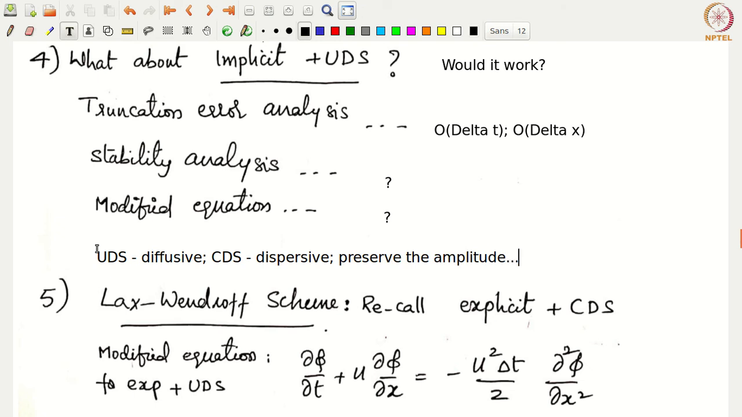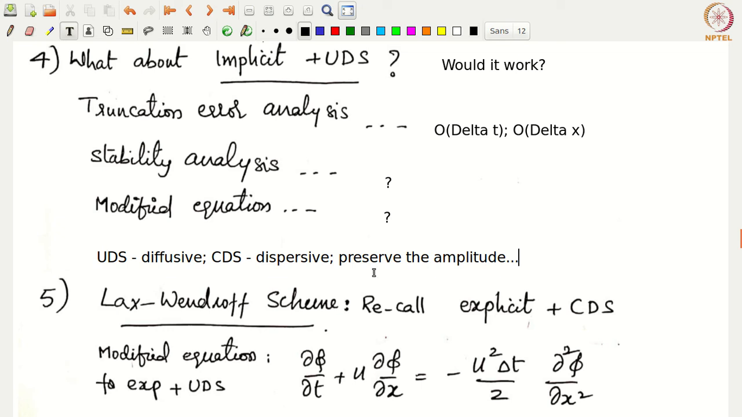So several attempts have been made in the literature and several modifications have been done, and one such scheme is the Lax-Wendroff scheme, which tries to fix the problems associated with the explicit CDS method. So it will take the explicit central difference scheme, which will not work because of the negative viscosity that we have in the modified equation, and it will try to fix that such that it works.